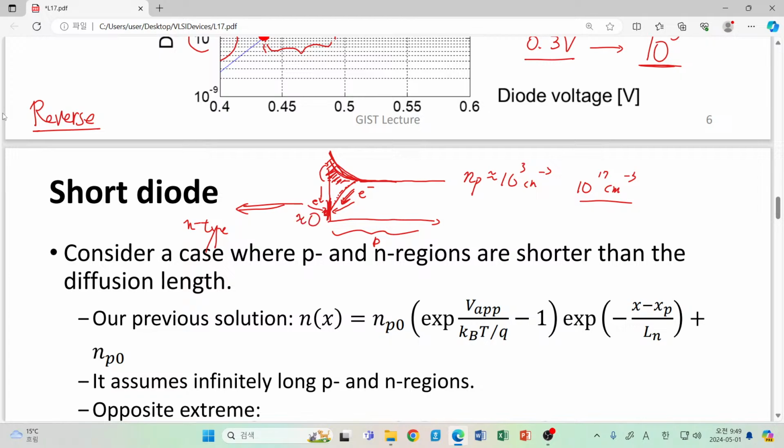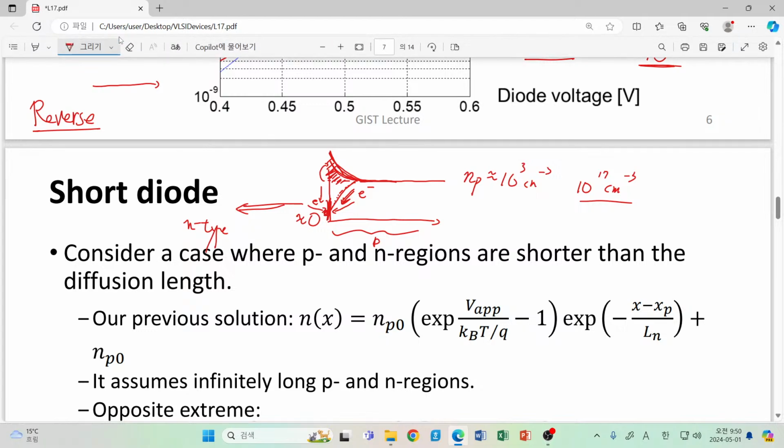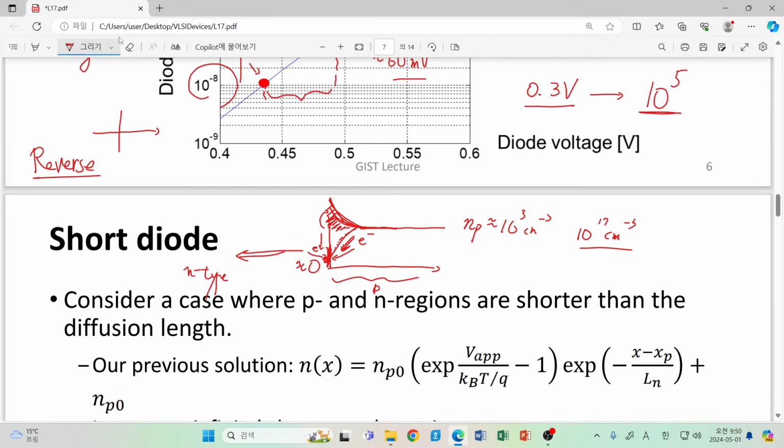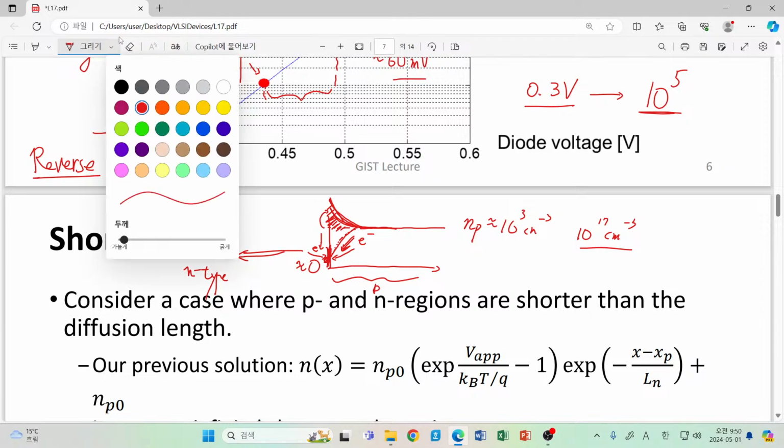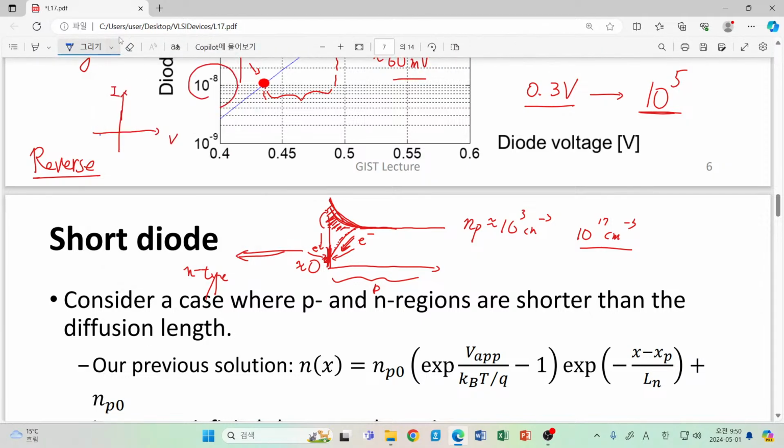It does not go to the negative value. So even though you apply strong reverse bias voltage to your diode, you cannot make a big difference in your reverse bias current. That's the reason why, when you draw your IV curve for diode in this forward bias mode, you expect quite a dynamic behavior.